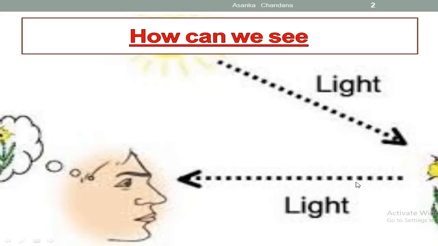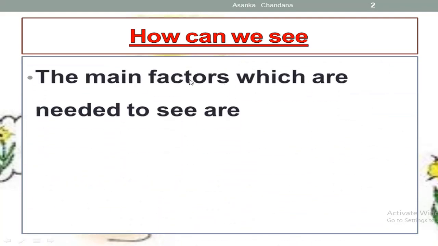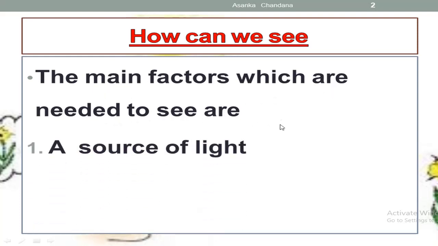There are two things that are most important for seeing an object: one is light, and the other is eyes. We cannot see anything without those two. The main factors needed to see are a source of light and eyes. We cannot see anything without a source of light or eyes. These two factors are important; one factor alone is not enough for seeing an object.